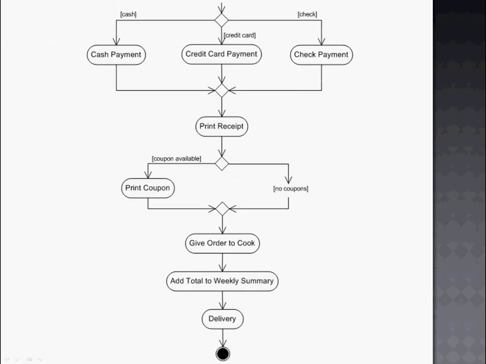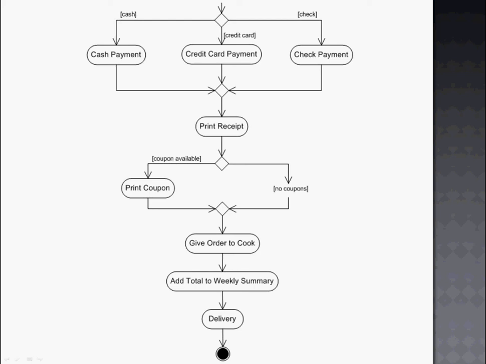The flow leads to another decision node at this point. If the guard condition cash is met, the cash payment action is executed. If the guard condition credit card is met, the credit card payment action is executed. If the guard condition check is met, the check payment action is executed. All three actions lead to a merge node, followed by the print receipt action.